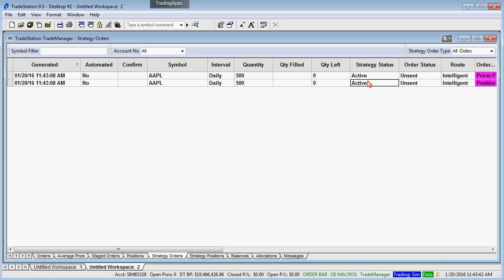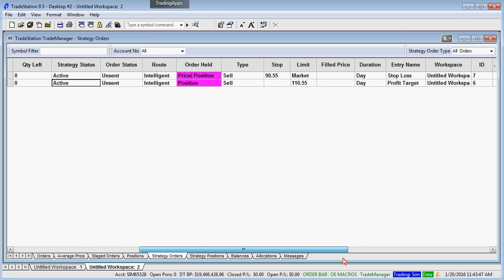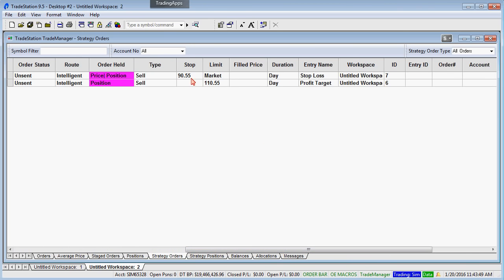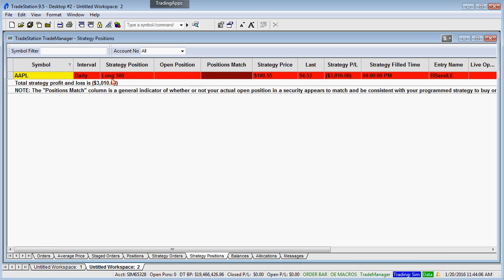These are strategy status. They're active orders. One is for my target and one is for my stop. One is waiting for Apple to drop to $90.55. The other one is waiting for Apple to go to 110.55 to exit as a profit target. So you can see the 2 orders that are active waiting to manage this position that is long 500.